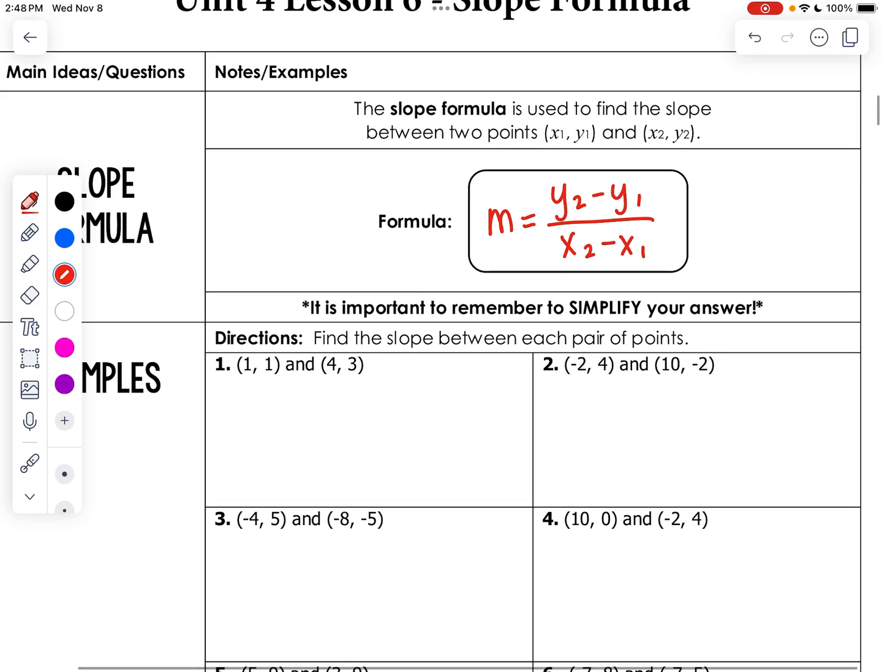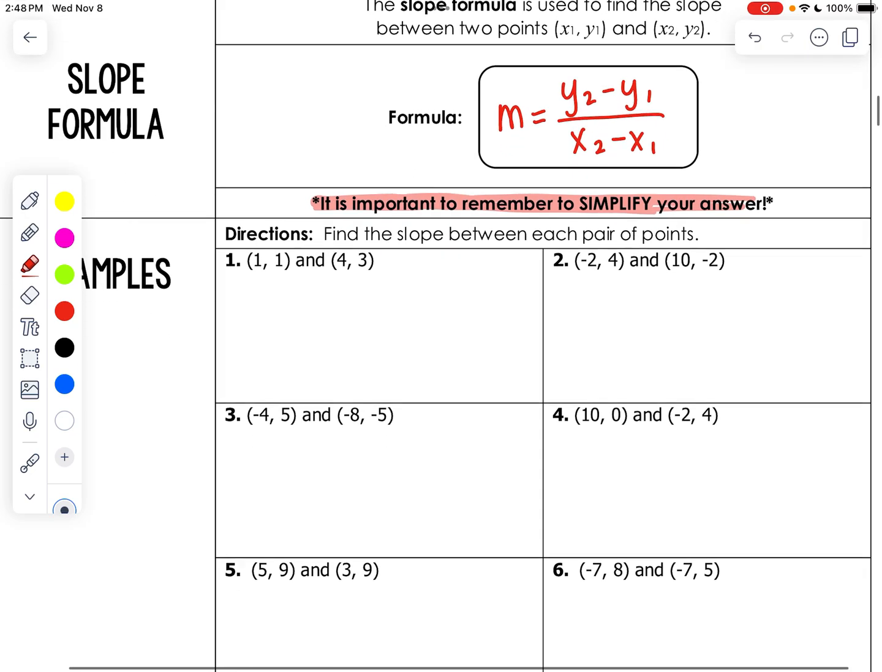And then remember, it is important to remember to simplify your answer. Okay, so simplify whatever your answer is, you want to simplify to its lowest term, okay? Find the slope between each pair of points.